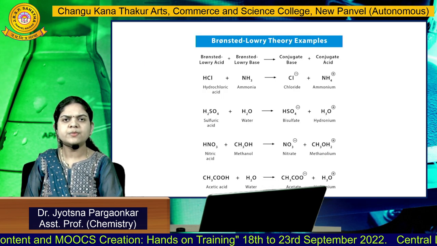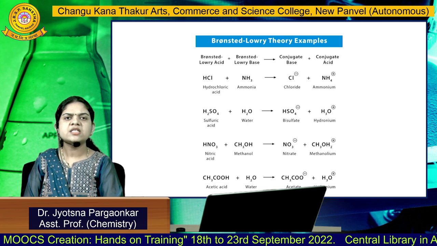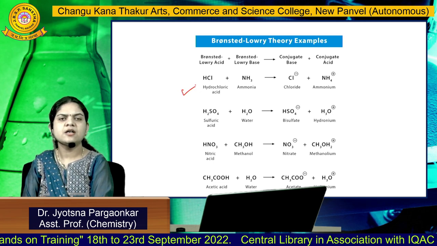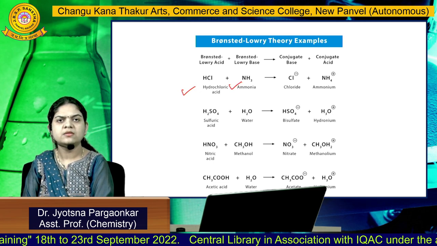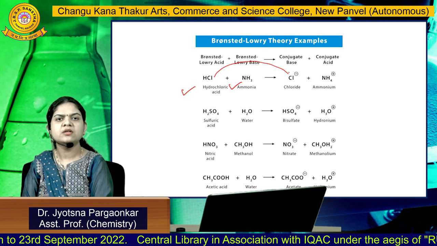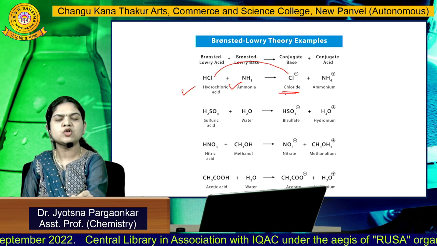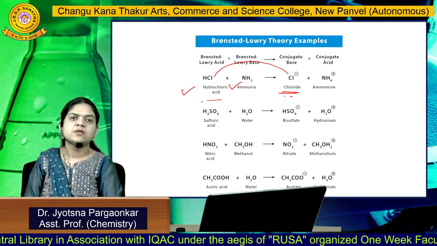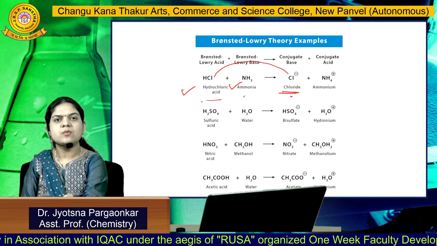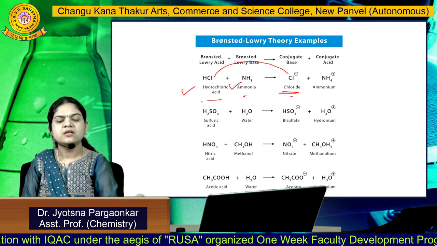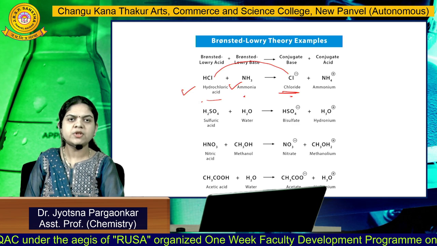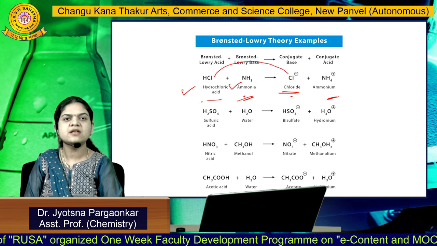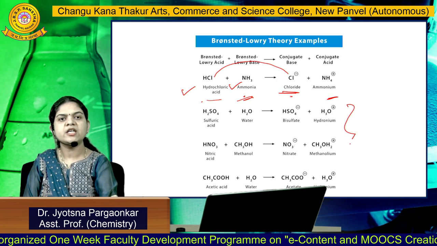These are some examples of Bronsted Lowry acid and base. The first example is HCl. When it is treated with ammonia, HCl will lose the proton. That's why this will be the conjugate base. These two species differ by a proton. And ammonia will simply accept the proton. That's why here it will be the base and here it acts as an acid. Similarly, we can explain all these.